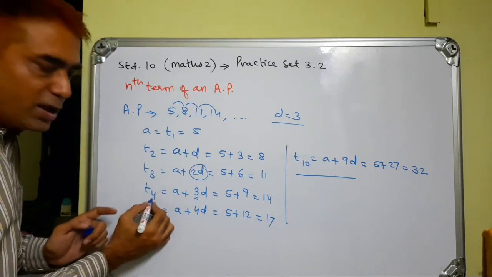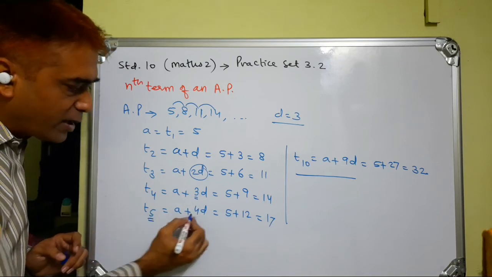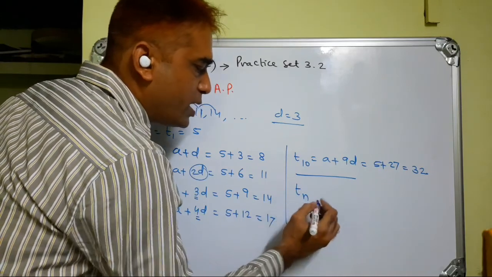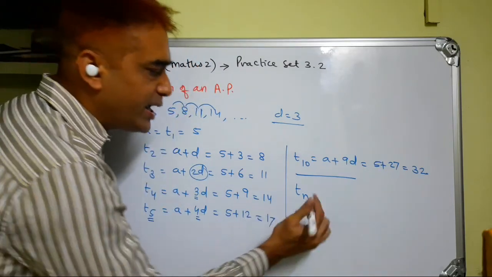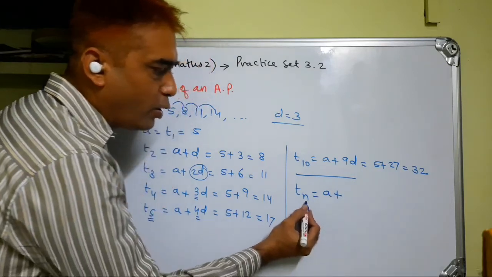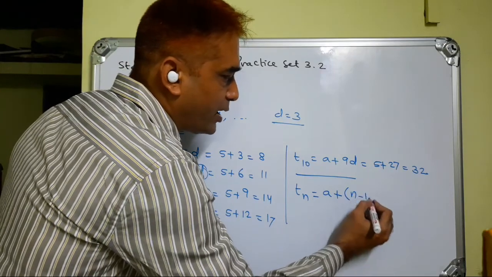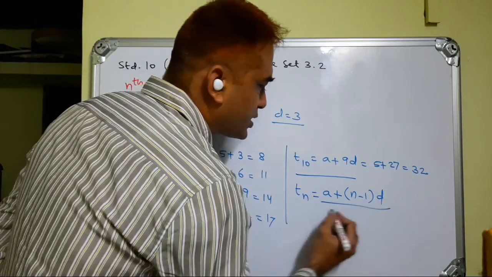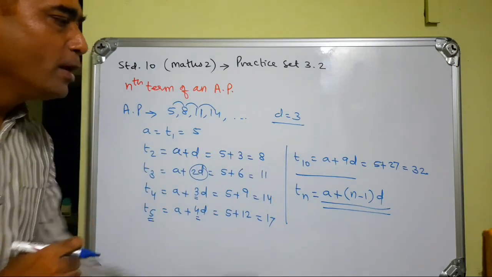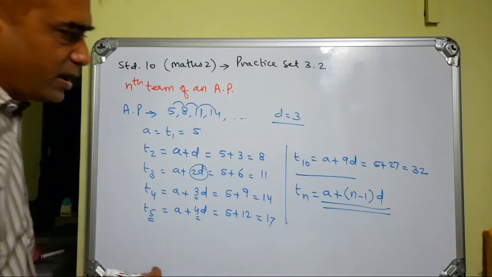If the term is fourth, we are multiplying by 3. If the term is fifth, we are multiplying by 4. So in this way, if we need to find Tn, the formula will be first A plus, one less than the nth term, so it will be n minus 1 into D. This is the formula we can derive from all these examples. Now with this we can easily find any term.